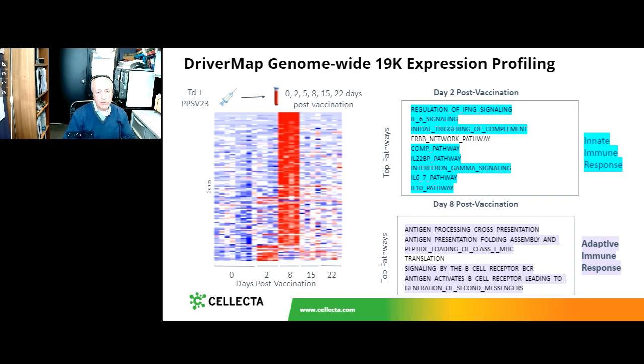If you run the DriverMap genome-wide expression profiling assay, which allows measuring the protein coding regions of 19,000 protein coding genes, we can see for vaccination 1, after 2 days of vaccination, activation of innate immunity pathways, as shown here. And approximately at 1 week, we have a bunch of genes which belong to adaptive immune responses.